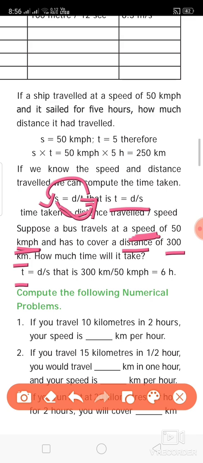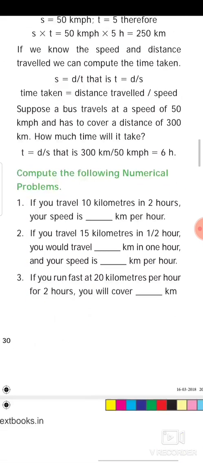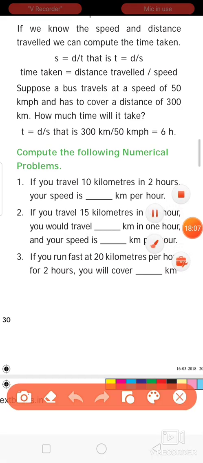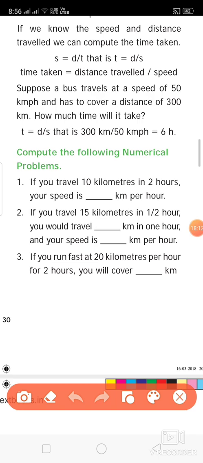So T is equal to D by S. So 300 divided by 50, you can easily calculate to get 6 hours is the time. So we need to compute these three problems now. If you travel 10 kilometers in 2 hours, your speed is the general formula, distance traveled by time. So 10 divided by 2 is equal to 5 kilometer per hour.